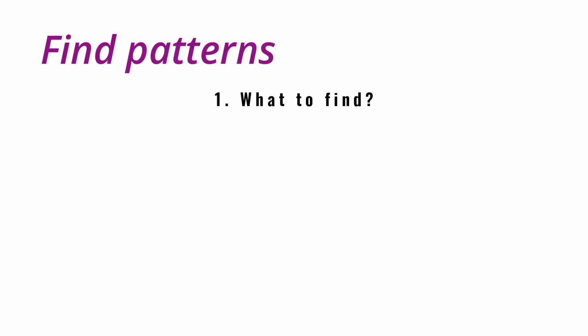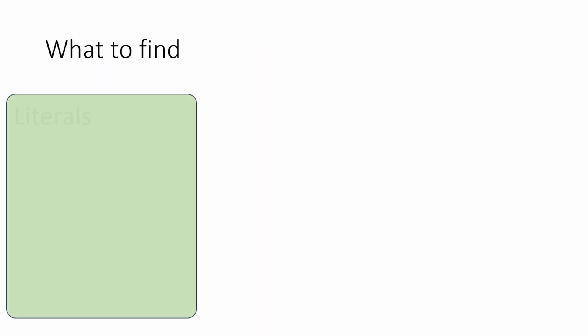We can find literals, which means exact matches of literal characters. For example, if we search for card, it will match with cardiac, postcard, and card itself. This is similar to how Control F finds words in a document.